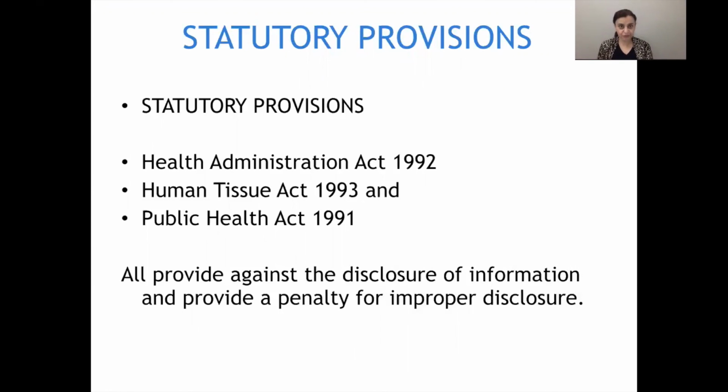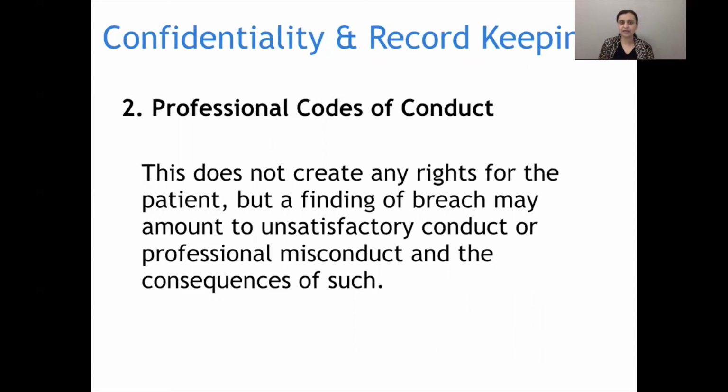In terms of the statutory provisions, where the enacting of legislation becomes important in terms of the obligation of confidence, there are three main acts: the Health Administration Act of 1992, the Human Tissue Act of 1993, and the Public Health Act of 1991. All provide against the disclosure of information and provide a penalty for improper disclosure. So what do the legislations actually say? Well, it's balancing the rights of the individual against public obligations. And we'll talk about some of the exceptions to confidentiality in just a moment.